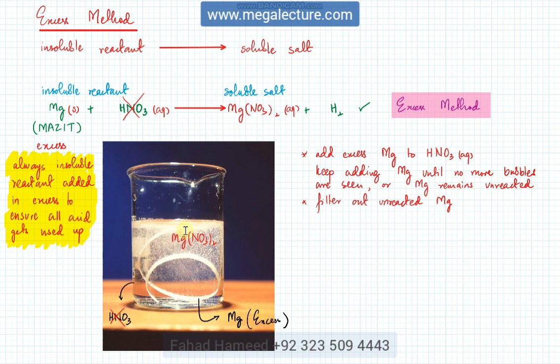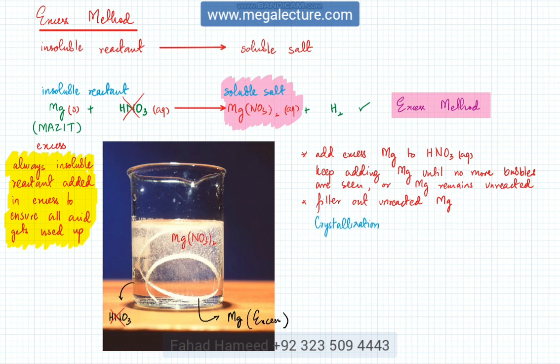Now your solution only contains magnesium nitrate. That's the only thing it's going to contain. So it will only have the soluble salt, which I'm shading over here, but it's going to be in aqueous state. So they're probably going to ask you to make pure dry crystals. Now, to make pure dry crystals, you would have to crystallize.